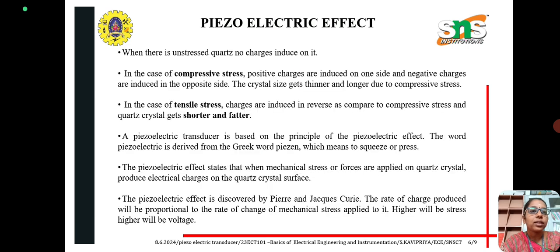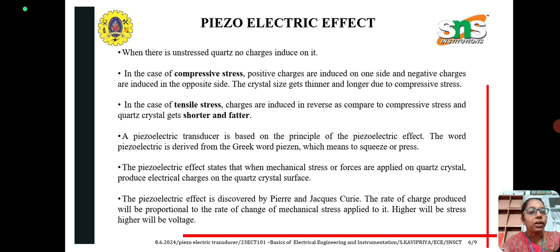So when there is an unstressed quartz, no charges will be induced on it. In case of compressive stress, positive charges will be induced on one side and negative charges on the opposite side. The crystal will get thinner and longer due to compressive stress. In case of tensile stress, charges will be induced in the reverse way as compared to compressive stress. The quartz crystal gets shorter and fatter.